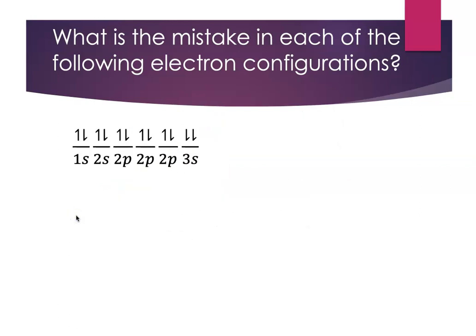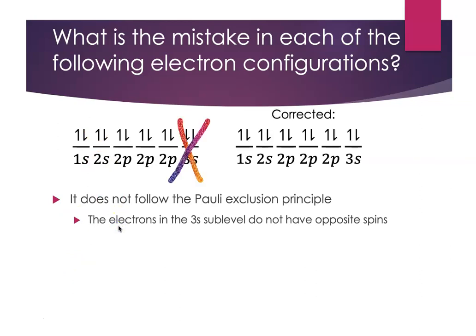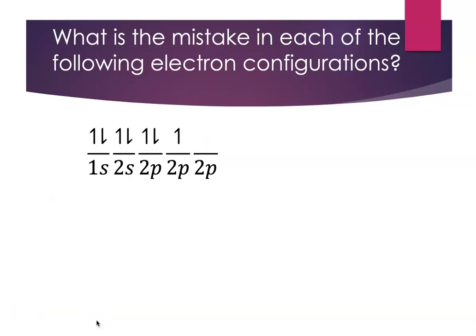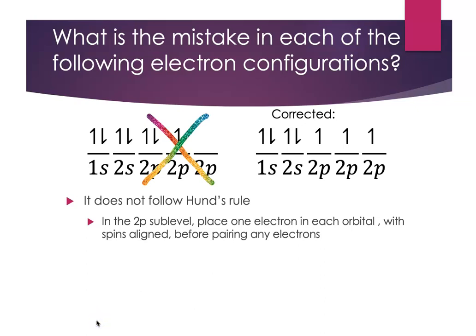What's wrong with this electron configuration? It starts off okay, but then I look at that 3s sublevel and I've got 2 arrows pointing down. That doesn't follow the Pauli exclusion principle. They don't have opposite spins, so we need to correct that. 2 electrons can only occupy the same orbital if they have opposite spins. Okay, what's wrong with this electron configuration? Well, I'm looking at that 2p sublevel, and it's clearly not following Hund's rule. I should have 1 electron in each orbital with spins aligned before pairing any electrons, and I don't have that. I should have 3 half-filled orbitals for the 2p sublevel.